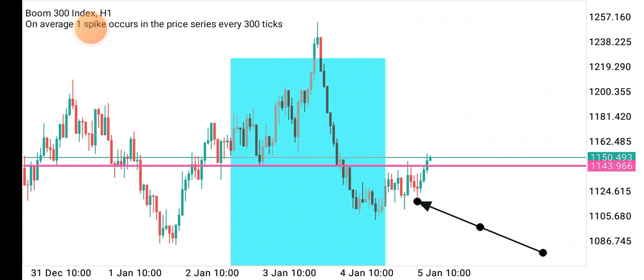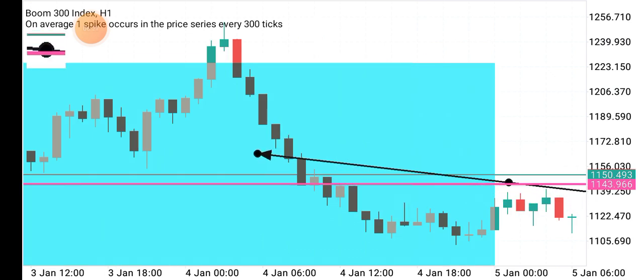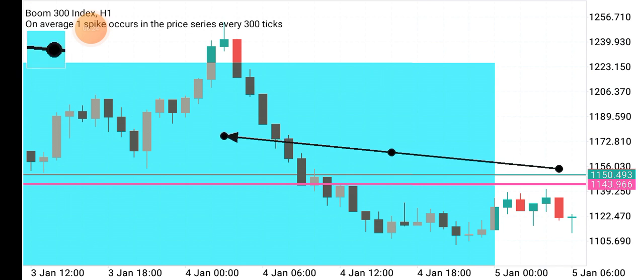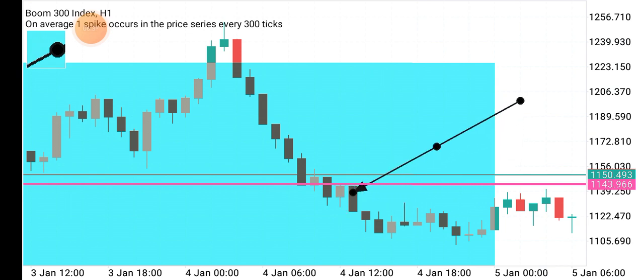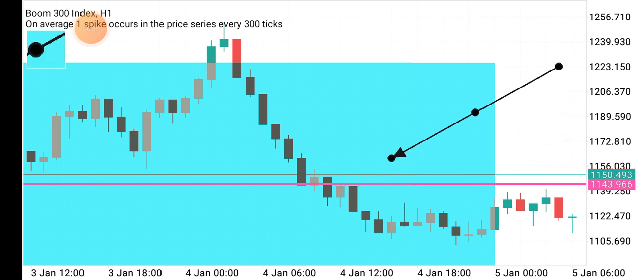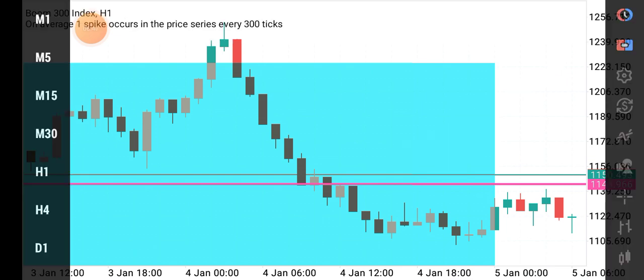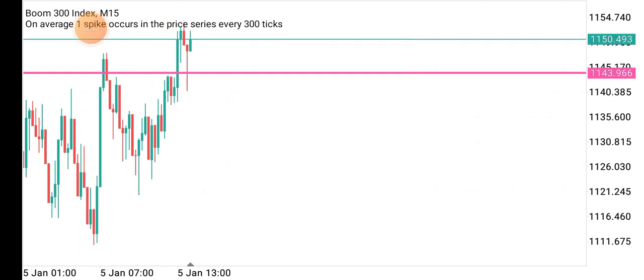Now, as you can see right here, market broke through this zone, this line. You can see this bearish candlestick here, and then this bullish candlestick. This bullish candlestick represents a kind of a pullback, a kind of a retest. You will see that better when we go to a lower time frame. So the next thing we'll do is to go to a lower time frame, like the 15 minutes candlestick.